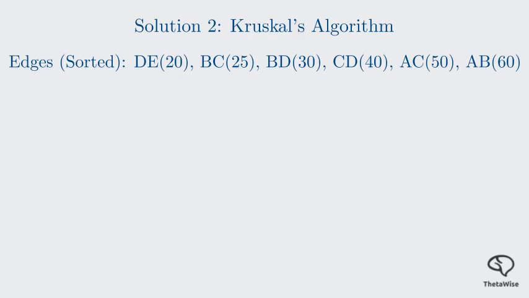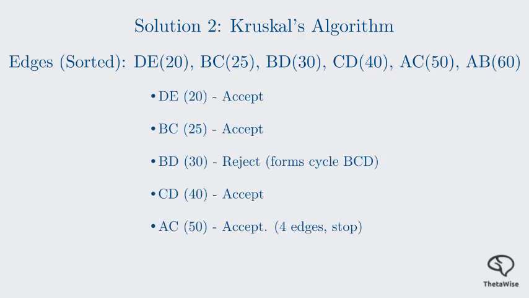The next smallest is 25 for BC. We add it. The next is 30 for BD. Adding BD would create a cycle B-C-D-B, so we must reject it. The next edge is CD, with weight 40. This does not create a cycle with our existing edges, so we add it. We now have 3 edges, DE, BC, CD.